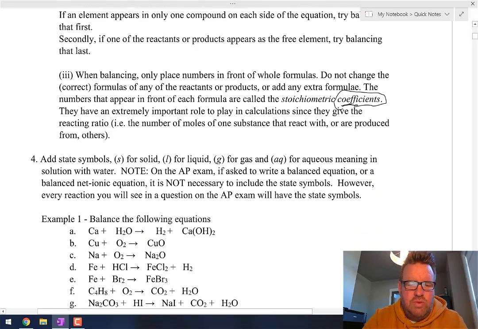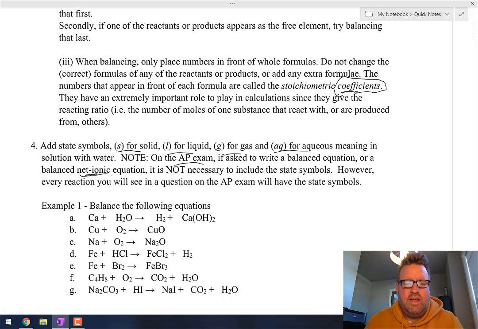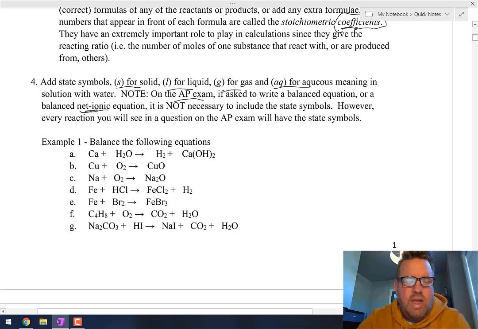When we're balancing the equation, you do not have to include the solids, liquids, gases, and aqueous. Those are there mainly just to help you know what state things are in. So on the AP exam, if you're asked to write a balanced equation for a reaction, and we haven't talked about this yet, don't worry what that is yet, it is not necessary to write the state symbols. But whenever they write them, they will always have the solid, liquid, gas, aqueous there. Okay, so I'm going to do these first examples here with you.